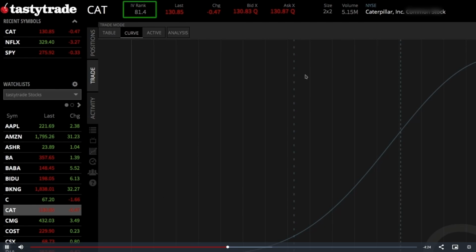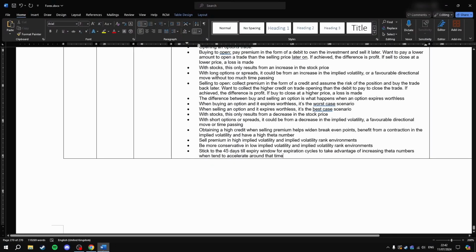The stock details are listed to the right. It has an IV rank of 81.4, meaning the current IV percentage is on the higher end of the range CAT has seen over the past year, just like you learned earlier in the course. So high IV rank means sell premium.